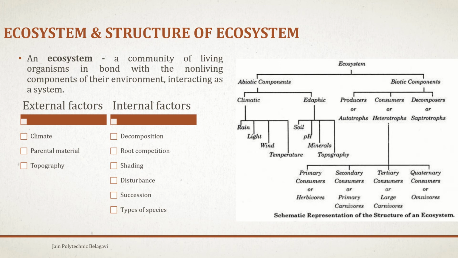So this is how the ecosystem has been divided. The first, there are two components. One is abiotic components and the other is biotic components. Abiotic components are divided into two categories, climatic and edaphic. Climatic has several parameters. Among them, they have been listed: the rain, light, wind, and the temperature.